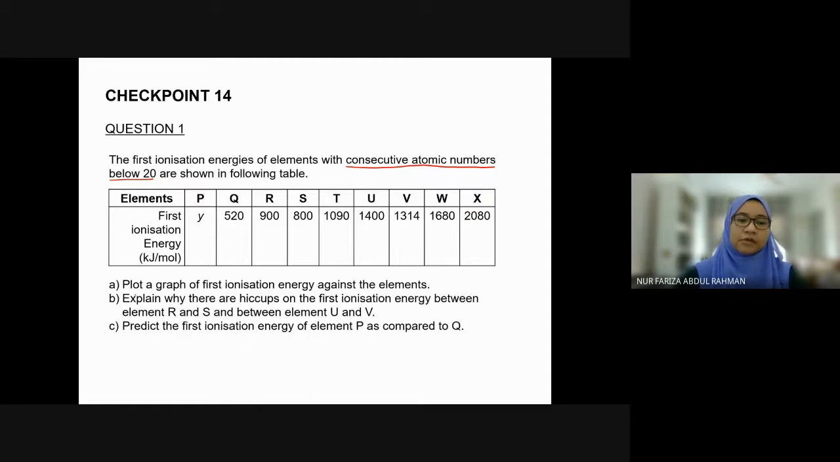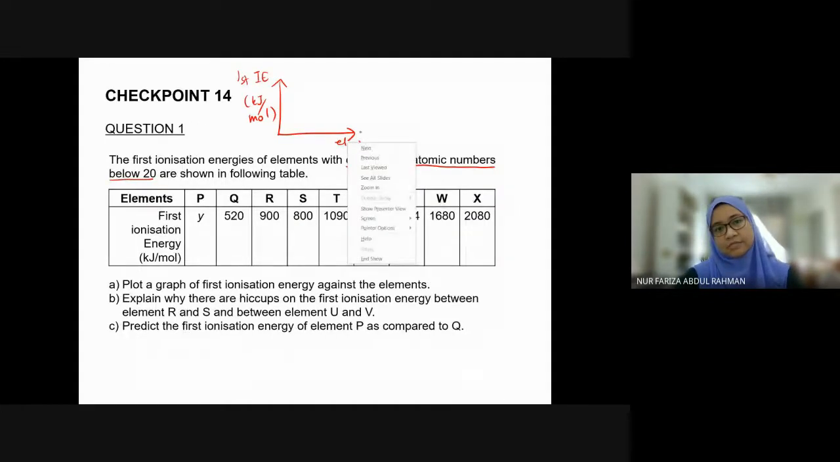Okay, the first question, A, plot a graph of first ionization energies against the element. So for A, you just plot a graph, have your axis of first IE, in kilojoule per mole, and then versus the elements.